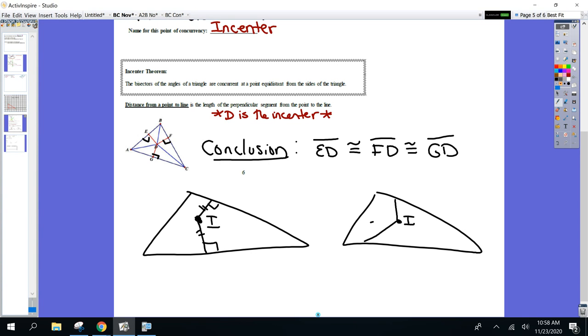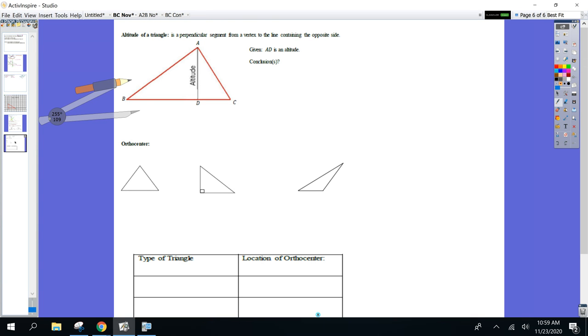I do want to introduce you to, is this a new vocabulary term to you guys? Altitude? Is that new? Have you ever heard of the height of a triangle? That's another name for altitude. It's the height of a triangle. Maybe your teacher didn't use the word altitude. Maybe they said the height, but altitude is another name for height.